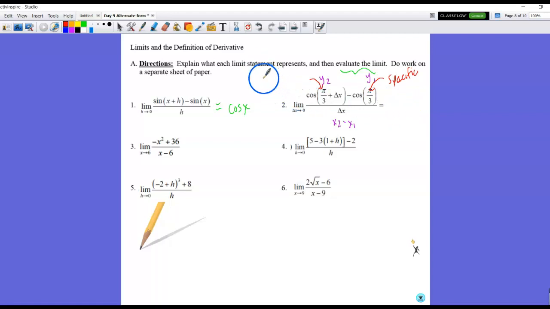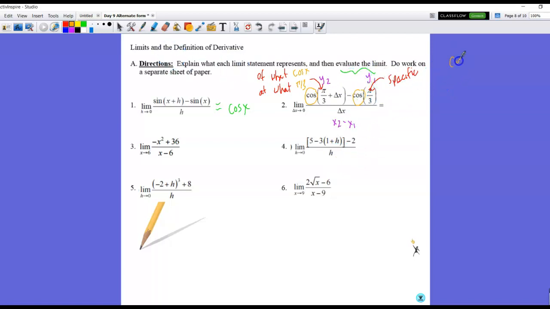All right, so now that I notice it's a point-specific derivative, I want to answer two questions. The derivative of what and the derivative at what? Well, the "of what," the function that I'm identifying here, I can see that I'm using the cosine function, so I'm finding the derivative of cosine x. And the "at what" is pi over 3. So when I explain the limit statement, I would say the expression represents the derivative of cosine x at pi over 3.